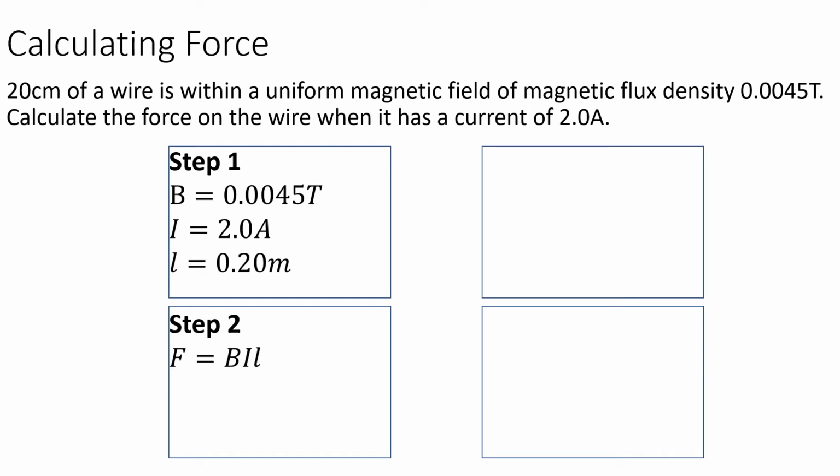Our next step is to write down the equation. Step 3 is to substitute in the numbers, and step 4 is to write the answer. Copy down steps 1 to 3 and complete step 4 yourselves.